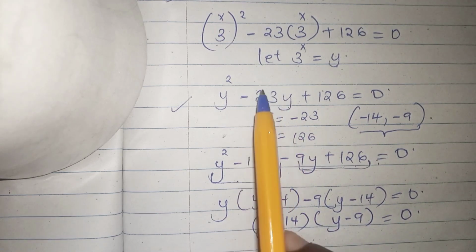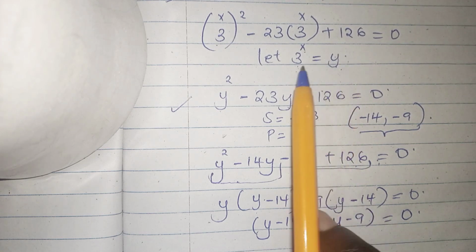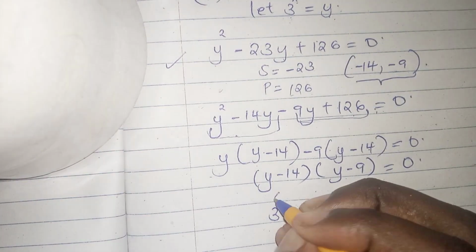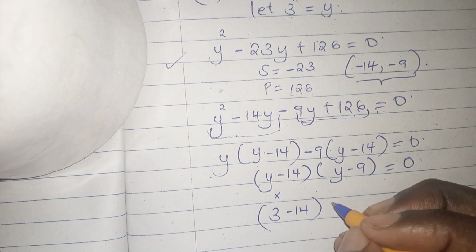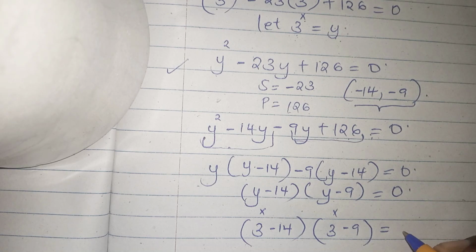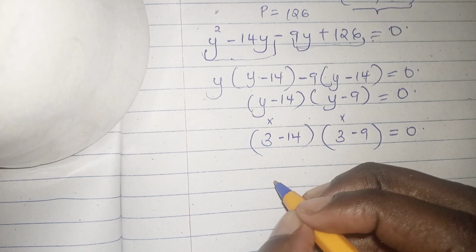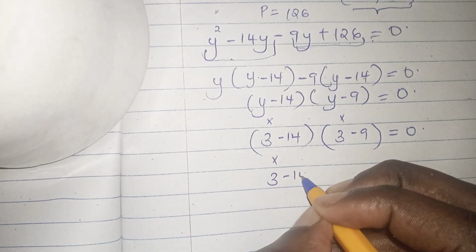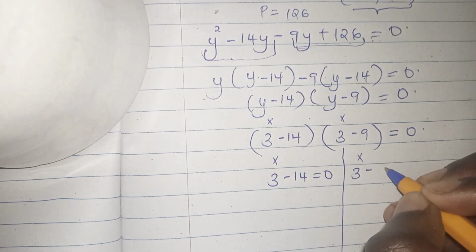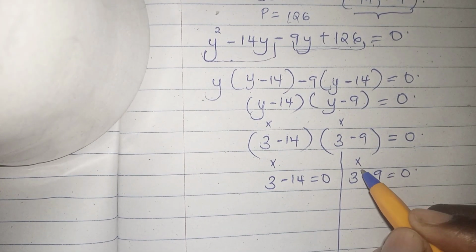But remember earlier on we had said let 3 to the power of x is equals to y. Now where there is y, we substitute it with 3 to the power of x. So this becomes (3 to the power of x minus 14) into (3 to the power of x minus 9) is equals to 0. Their product is equals to 0. So this implies that 3 to the power of x minus 14 is equals to 0, and on the other side, 3 to the power of x minus 9 is equals to 0. We are solving for x.